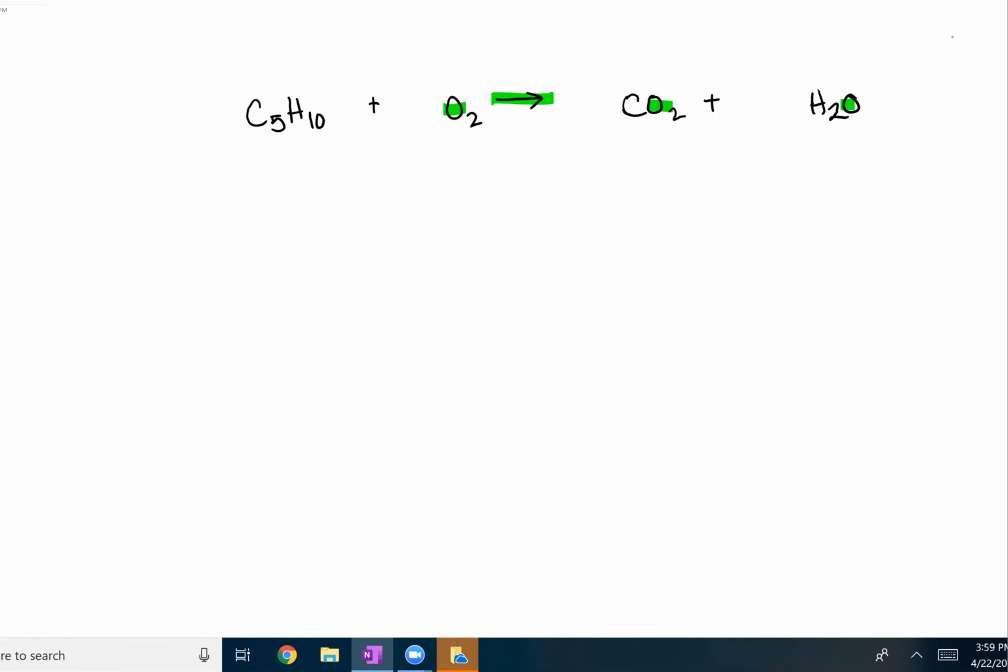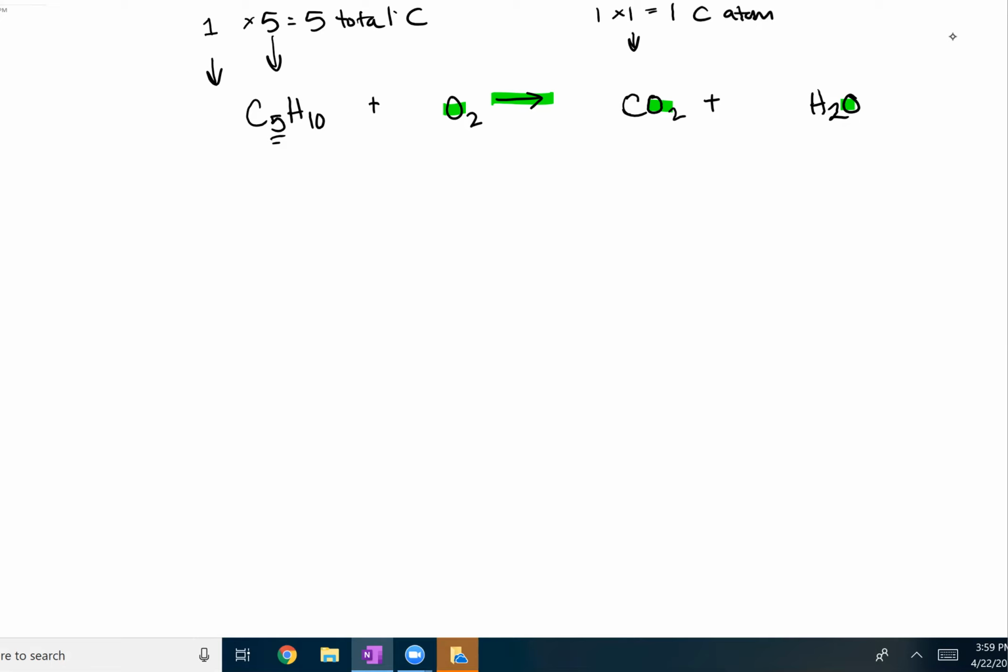For carbon, I have 5 carbons on my reactant side. That's a subscript of 5 times a coefficient of 1, giving me 5 total carbon atoms. And on the product side, I just have 1 carbon atom. I have a subscript of 1 and a coefficient of 1 currently, giving me 1 carbon atom.